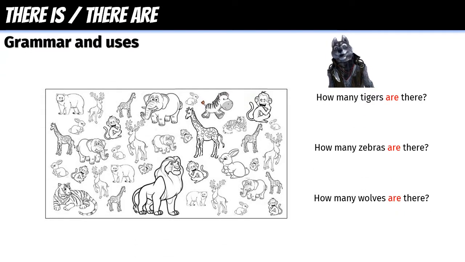So let's quickly check how much you understand about this. So we have here a picture of different animals. Let's imagine it's a zoo. How many tigers are there? How many zebras are there? How many wolves are there? 5 seconds. Let's see the answer.